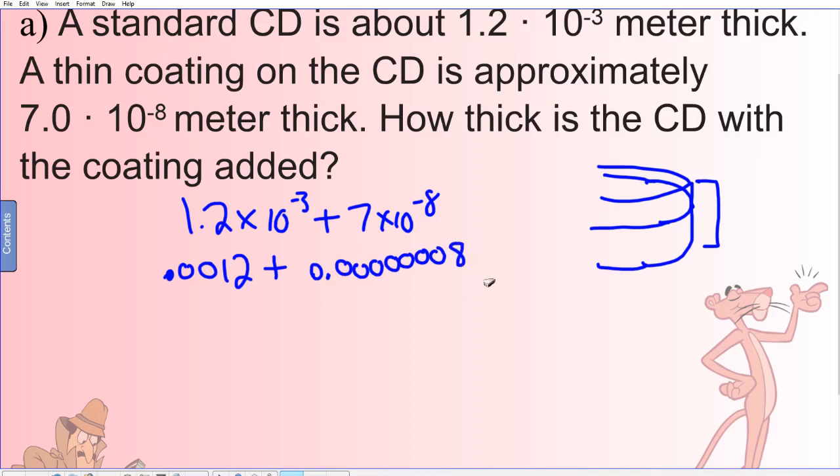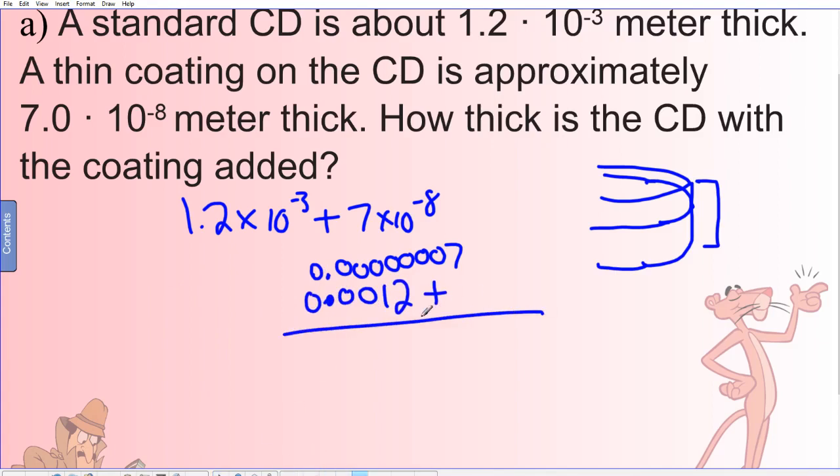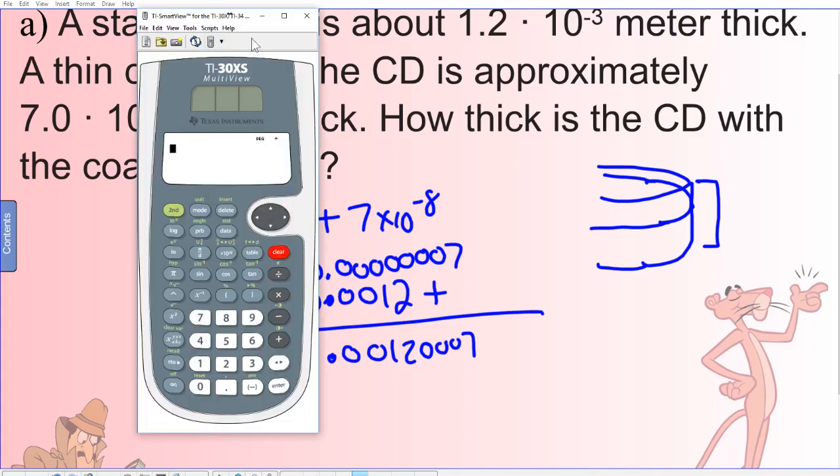Whoa, I looked at the 8 from up there. And now when I add these together, I can add them together by lining them up like this, lining up my decimals, or possibly throwing them into the calculator. That gives me 0.00120007. And I would imagine you get the same thing if you type it into the calculator.